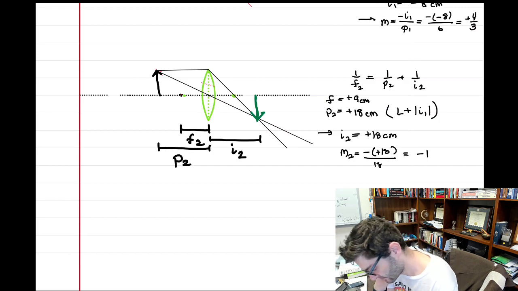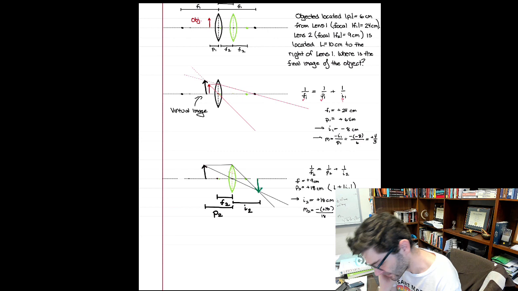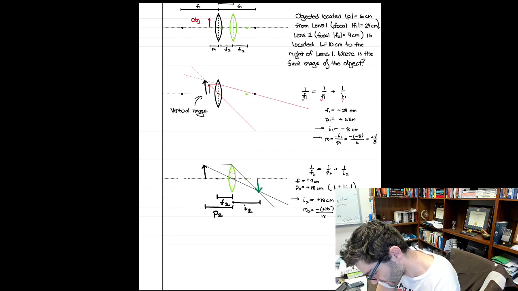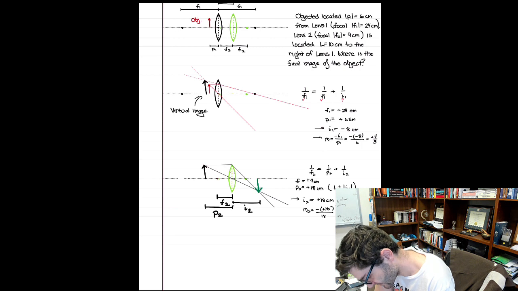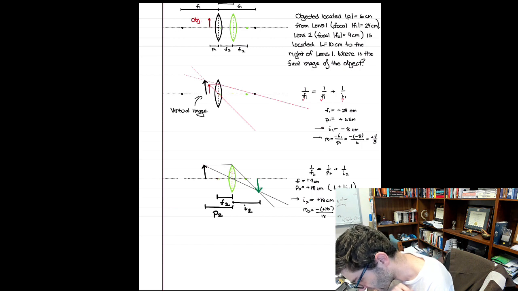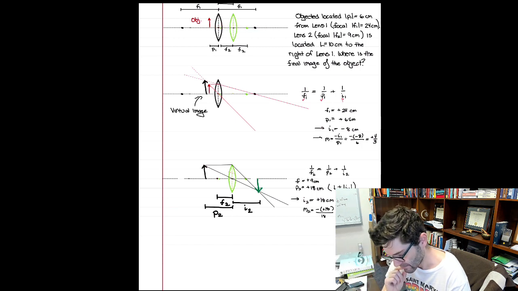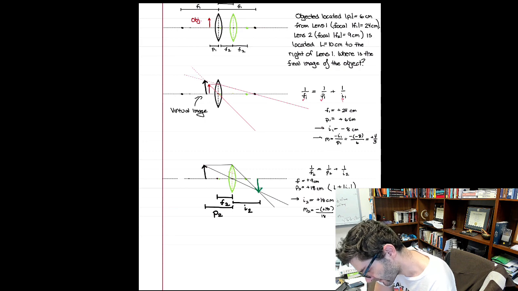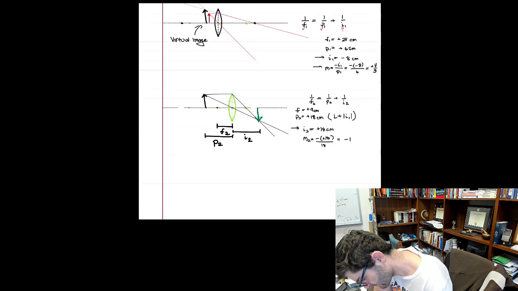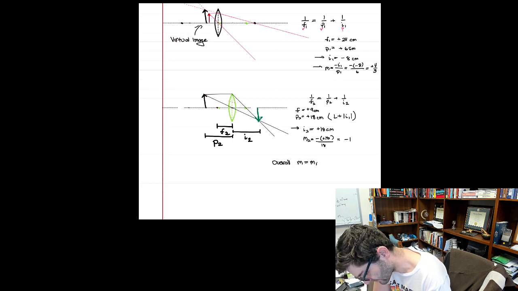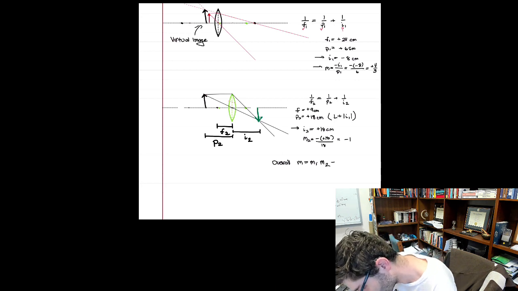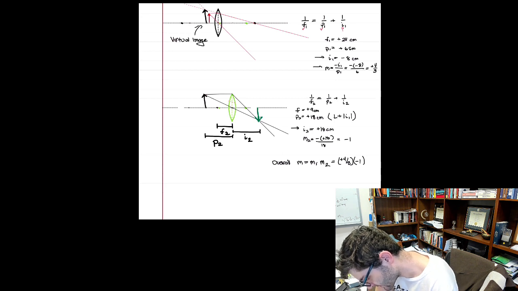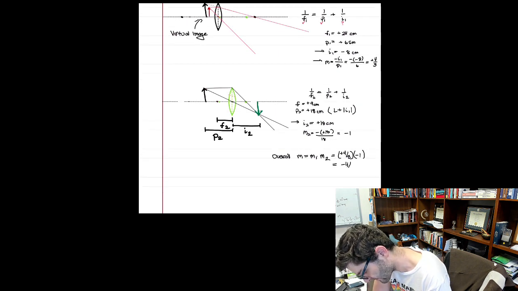So then, overall, it depends on what you want to return back. So overall, I would say the object appears 18 centimeters in front of the second lens, or it would be 28 centimeters in front of the back lens. The overall magnification ends up, again, being just the product of the two individual magnifications we just did. So it's 4/3 multiplied by negative 1. So ultimately, the overall magnification is negative 4/3.